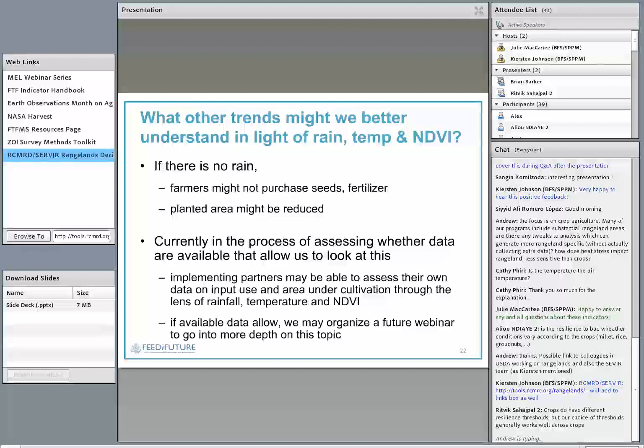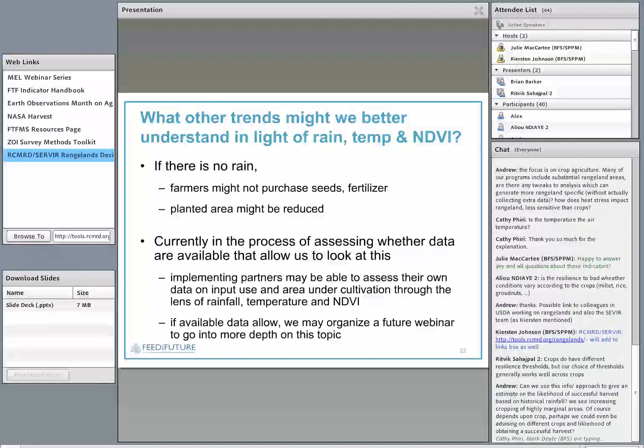We're also currently in the process of looking at whether there are data available within Feed the Future from implementing partners or possibly part of the zone of influence surveys that would allow us to look at some of these other outcomes that we're interested in light of rainfall, temperature, and NDVI. Implementing partners may be interested to assess their own data on input use and area under cultivation using these contextual variables. And again, if available data allow, we will try to organize a future webinar that will go into more depth on this particular topic.